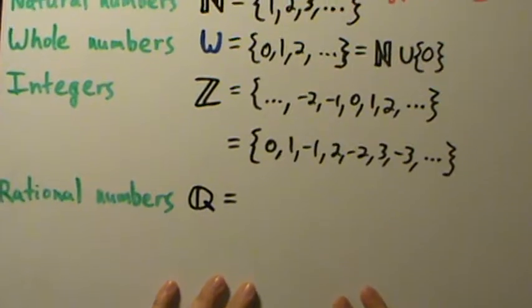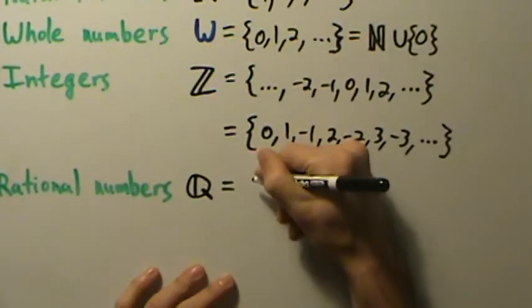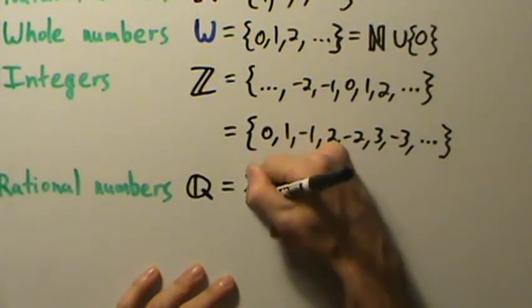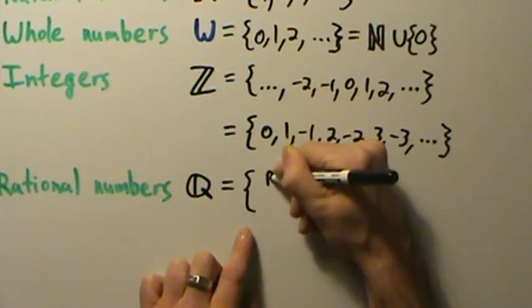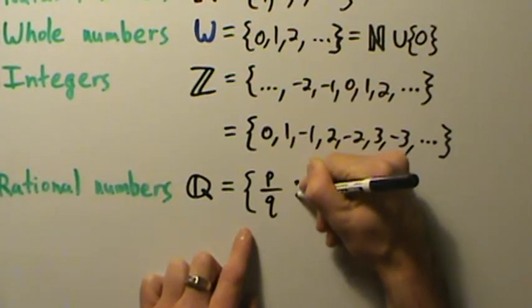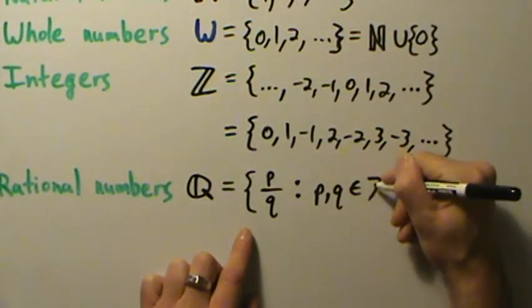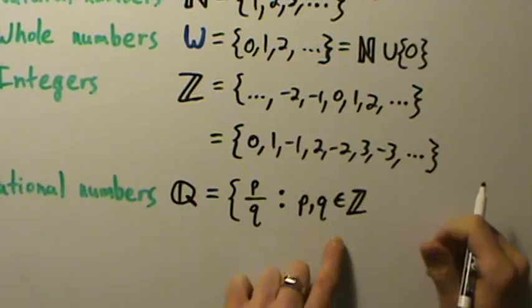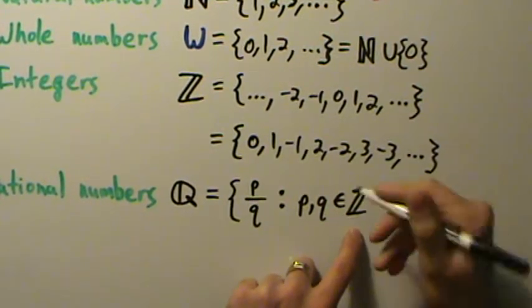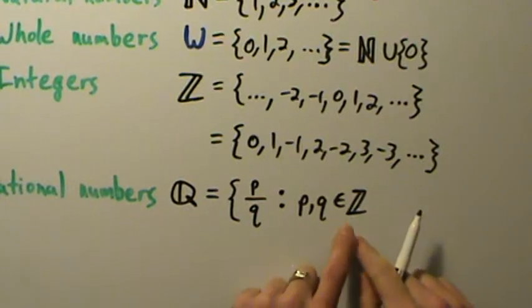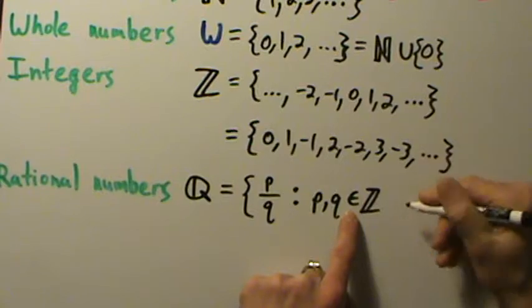Okay, so with rational numbers, we can't really list them out the same way we listed all these out, but what we can do is describe them using set builder notation. So we could say the set of all rational numbers is the set of all P divided by Q, such that P and Q are in Z. Okay, so this symbol means element of, so P and Q are elements of Z. So this just means that P and Q are integers, right? So remember, Z represents the integers, and this notation means element of, we talked about in an earlier video.